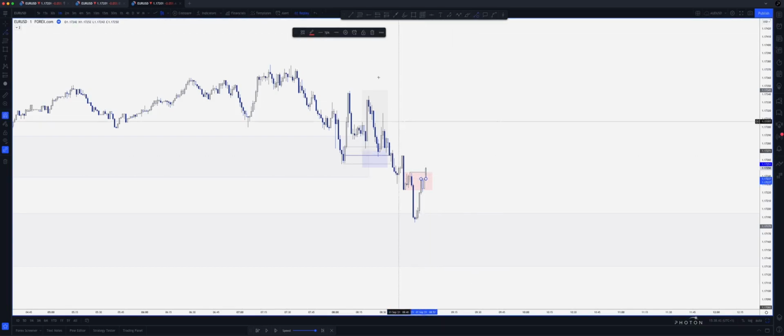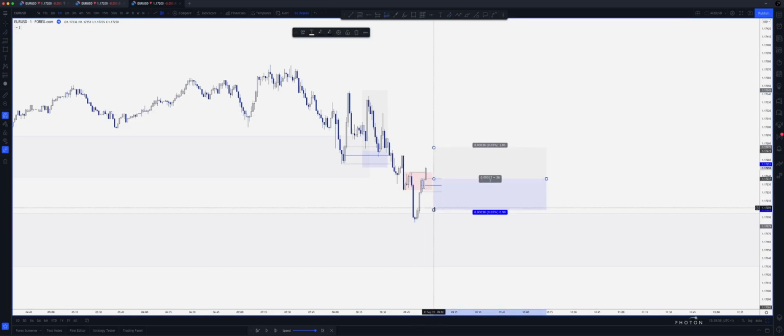Those inside bars. So that would be the reaction failing. So then you can enter anywhere within here. I've not drawn that accurately at all. Let's get it on there. There we go. And then down to here, and then that would be essentially your confirmation entry of the lower M15 zone.